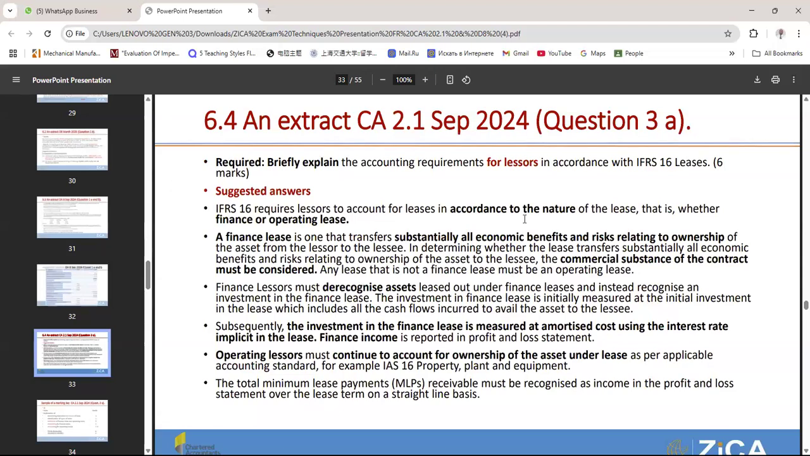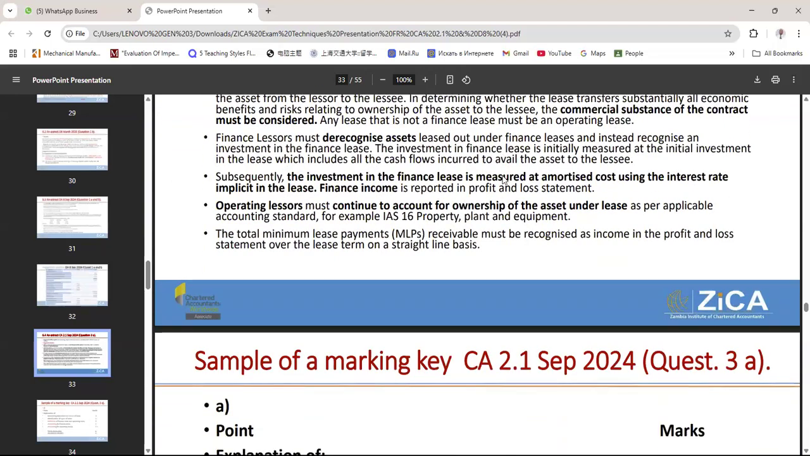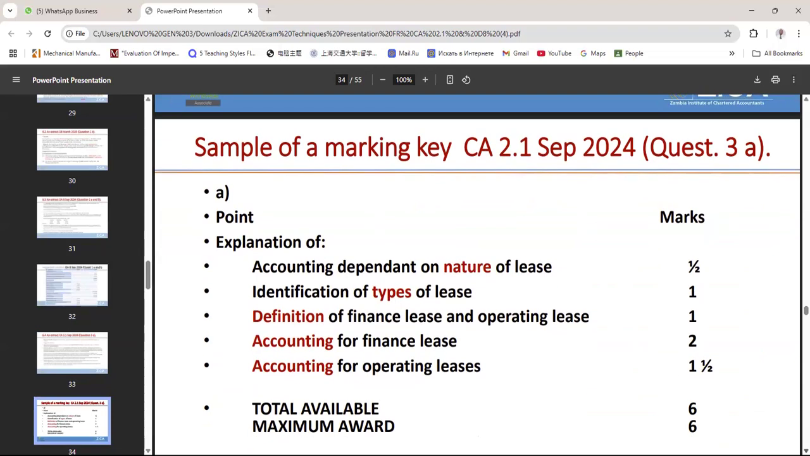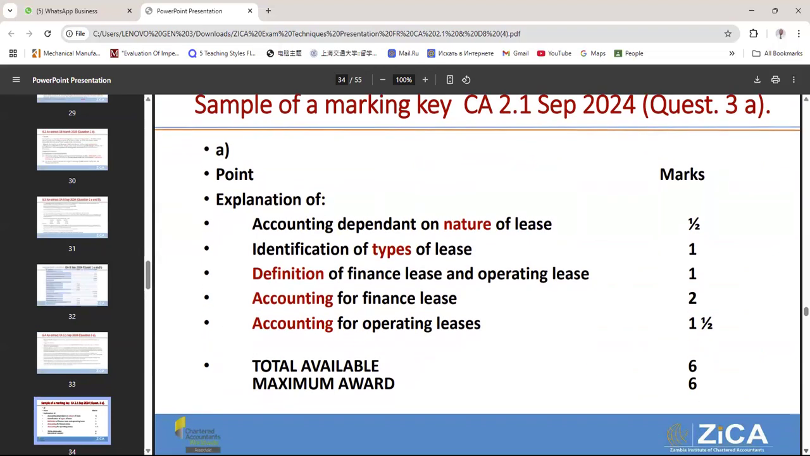So if you check here, it was 6 marks. Theory, how to account in the books of the lessor. So if you come to a marking key, what are they telling us? Just by saying the accounting treatment will depend on whether it's an operating lease or finance lease, they will give you 1 mark. By identifying the type, whether it's a finance lease or operating lease, 1 mark. By defining a finance lease and operating lease, 1 mark. Accounting for finance, 2 marks. Accounting for operating, 1.5. So their variable marks was this. This is very, very important.